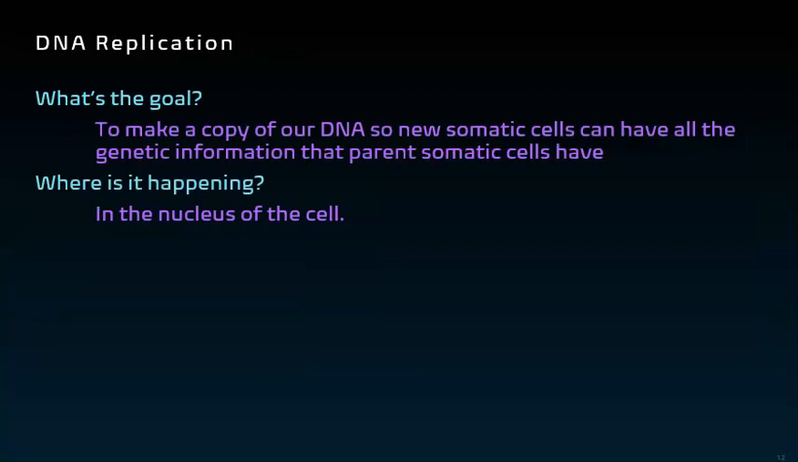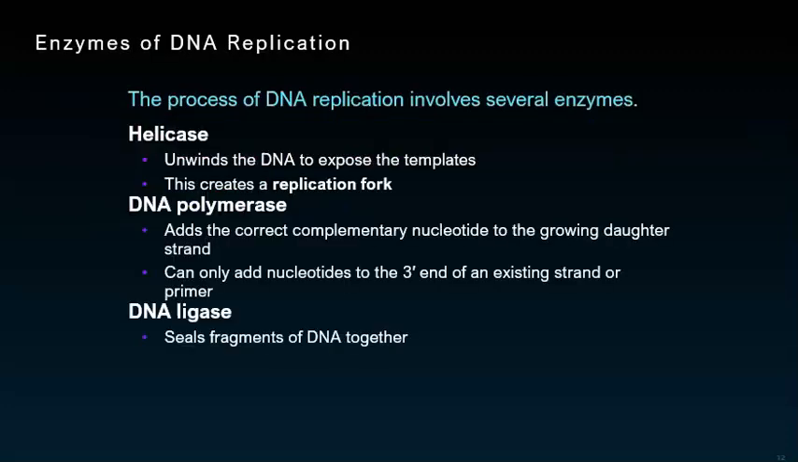So what's the goal of DNA replication? DNA replication just means we want to replicate. We want to make a copy of our DNA, so new somatic cells can have all the genetic information that the parent somatic cells have. And where is this happening? It's happening in the nucleus of the cell. So we store all of our DNA in the nucleus. It makes sense that that's where we copy it as well.